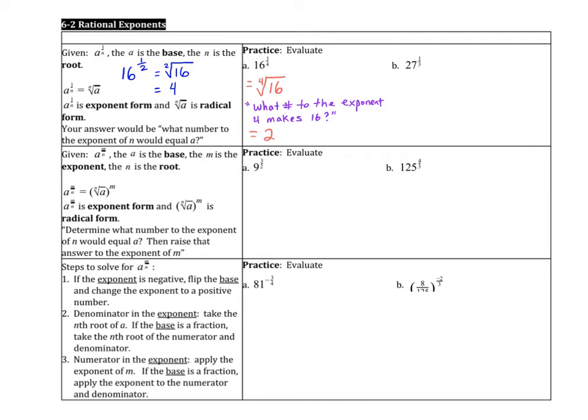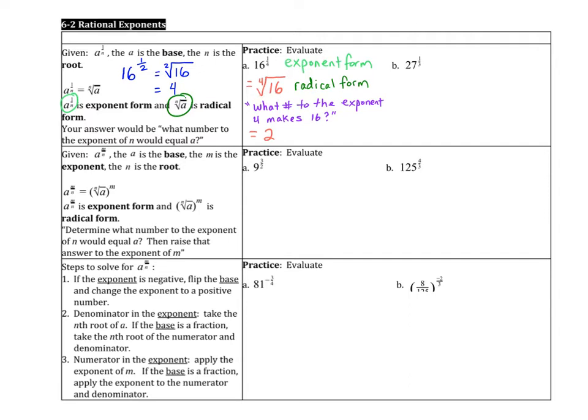And I just want to remind you that this is what we call exponent form. So when it looks like that, that is exponent form. And this is radical form. Now, your solutions, you don't have to put it into radical form as part of your solution. If you could just read this and say that's the 4th root of 16, so what number to the exponent 4 makes 16, and get the answer of 2, then you get the idea and you don't have to write this step here.